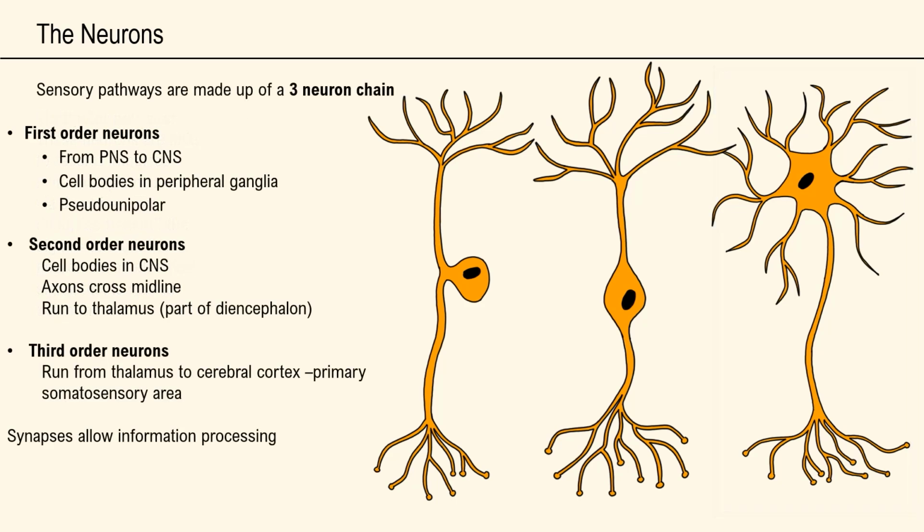A sensory pathway is made up of a 3-neuron chain. First-order neurons take the signal from the periphery to the central nervous system. Their cell bodies are located in ganglia, but they do not synapse with anything in here. The second-order neurons are located within the CNS. This is where the first-order neuron synapses. Their axons cross over at the midline and run to the thalamus. The third-order neuron is synapsed by the second-order neuron in the thalamus, and it transports the signal to the relevant region of the cerebral cortex.